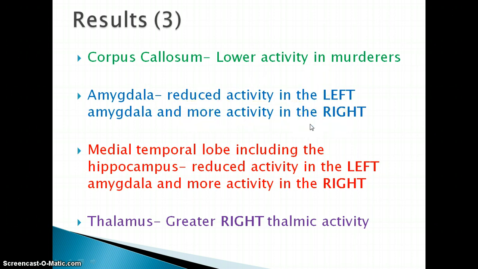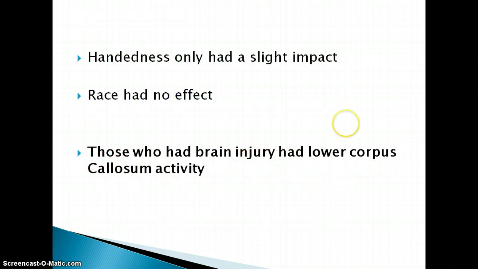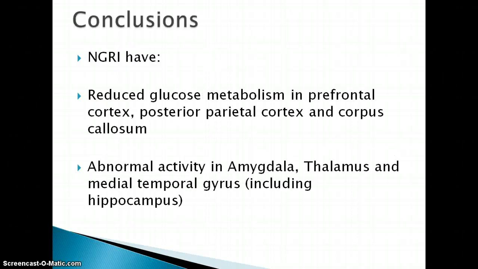Remember, the amygdala is related to emotions, so this is possibly why the murderers might be more aggressive, because they have more activity in the right amygdala, which is tied to aggressiveness. We know this because we've done studies on cats where we stimulate this area of the brain and they go into kind of a rage. And then we see similar patterns in the medial temporal lobe and the thalamus. Handedness only had a slight impact, race had no effect, and so on.